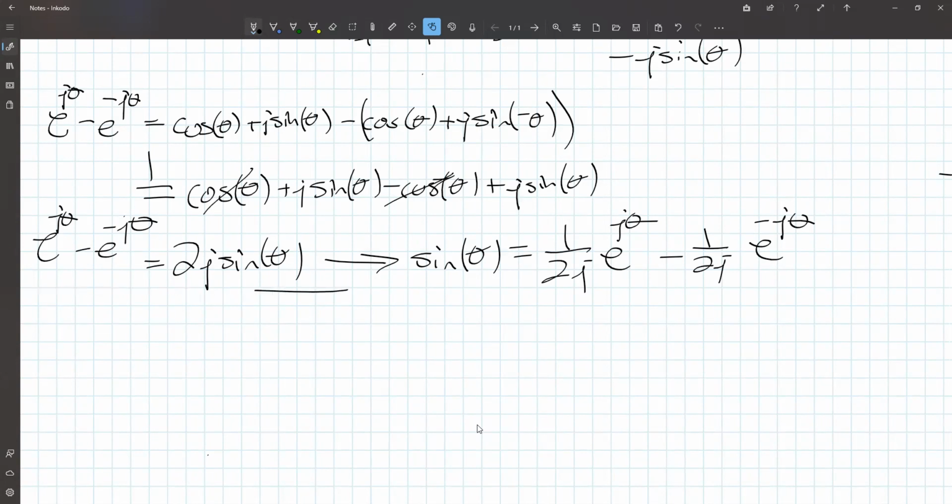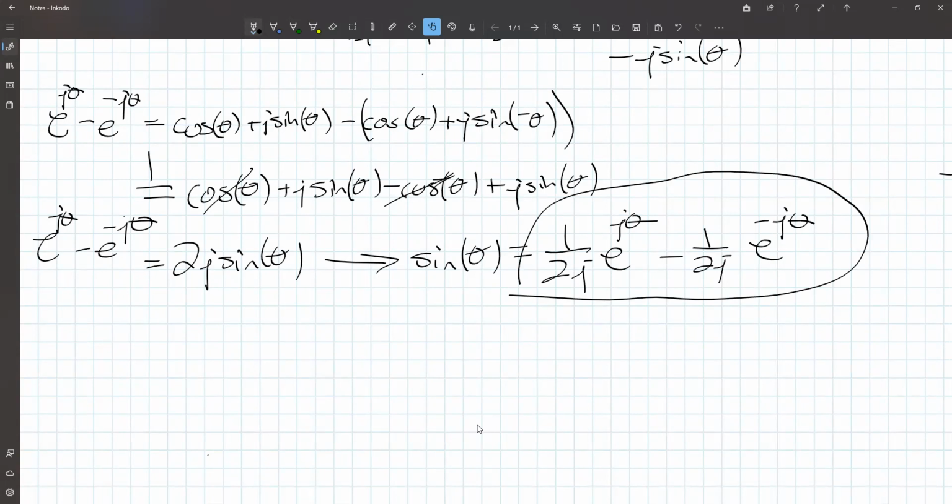But here's an example. We had a sinusoid, an actual sine and not a cosine. And when we take Euler's identity, we can see that this is the coefficients we get. And 1 over 2j is the conjugate of -1 over 2j.